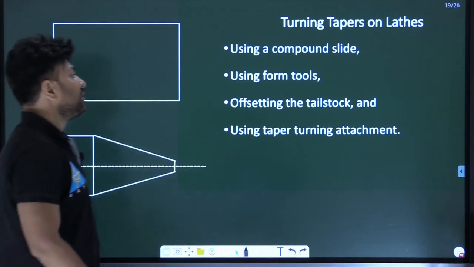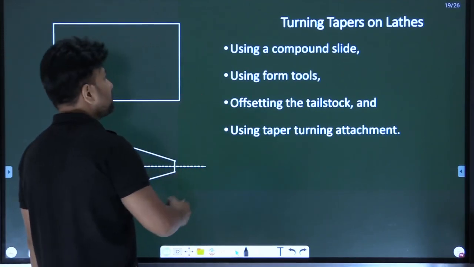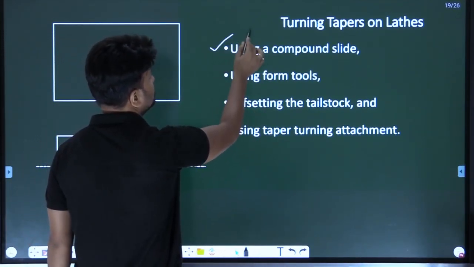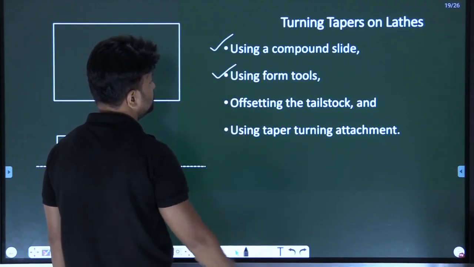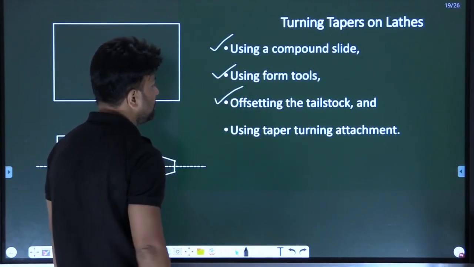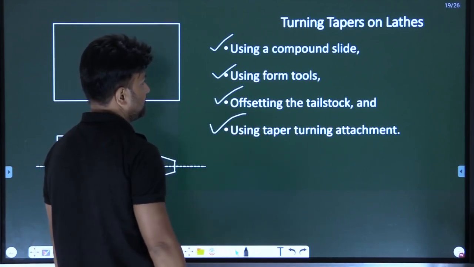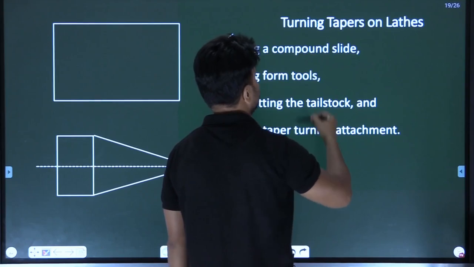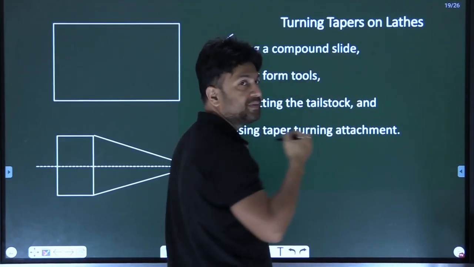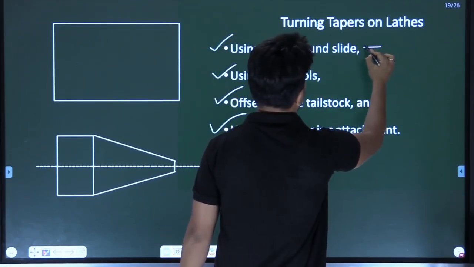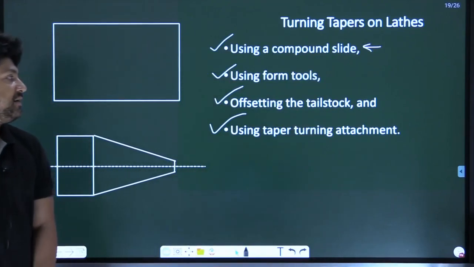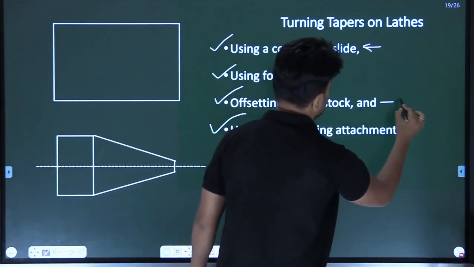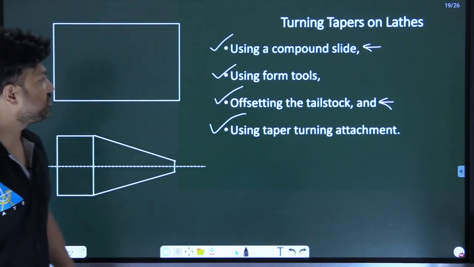To produce this taper surface, there are methods like using a compound slide, using a form tool, offsetting the tailstock, and using a taper turning attachment. Among these methods, generally the numerical question will come from either using a compound slide or offsetting the tailstock. So, let me discuss with you.